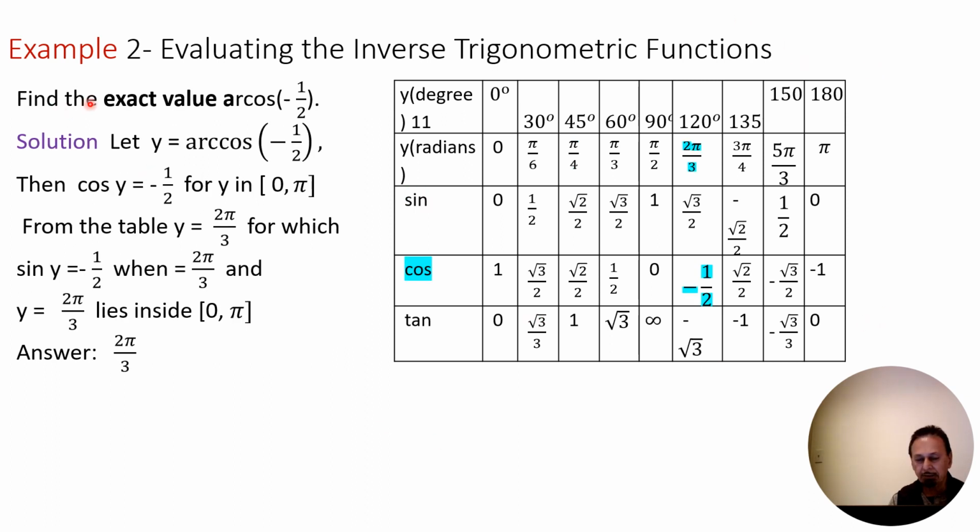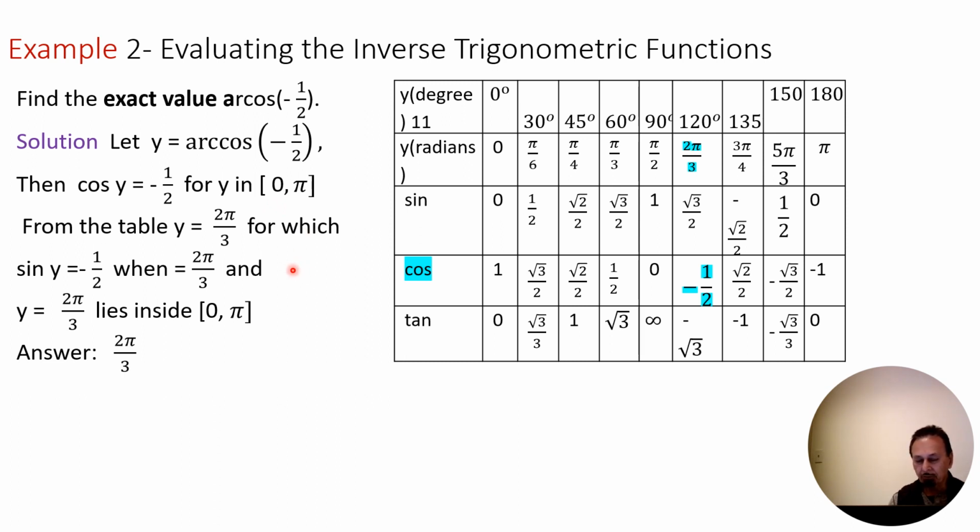Now find the exact value of arc cosine of -1/2. We can do the same thing. Let's start with y equals arc cosine of negative 1 over 2. By definition we can rewrite cosine of y equals negative 1 over 2. And now y has to be in the interval 0 to pi.